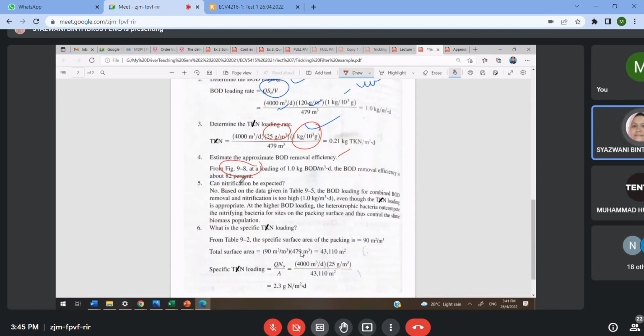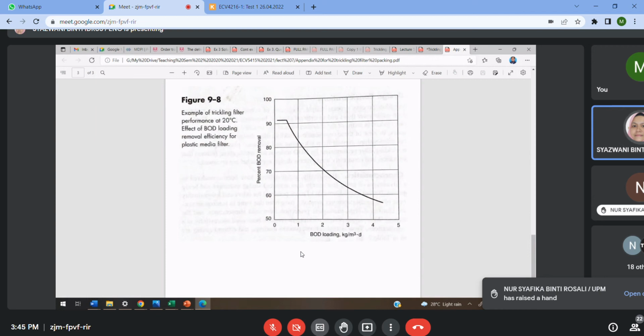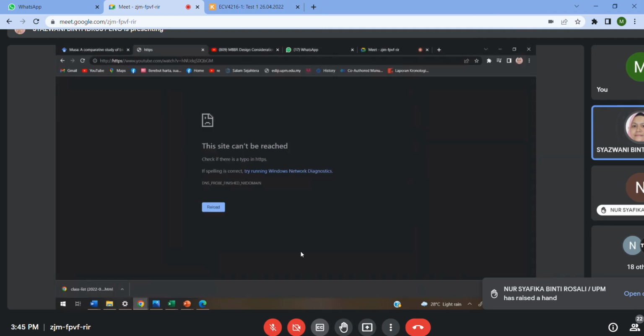From figure 9.8, at a loading of 1.0. Since you are to find the BOD removal efficiency, definitely you have to check the BOD loading. In this case, our BOD loading is 1.0 kg BOD per meter cube day, and from this BOD loading value, you can check the removal efficiency. Any question? I think someone raised their hand.